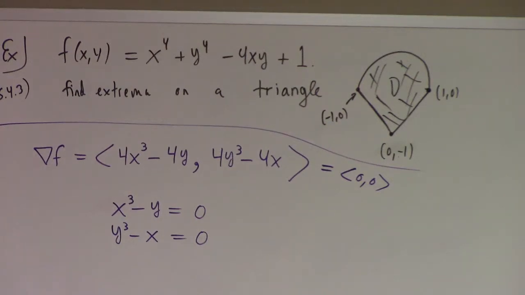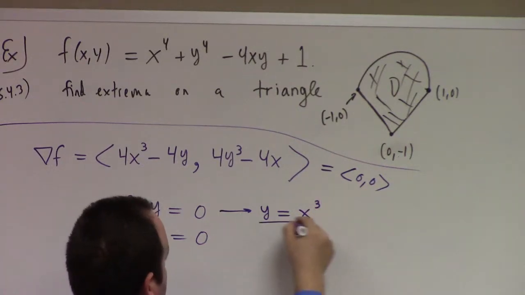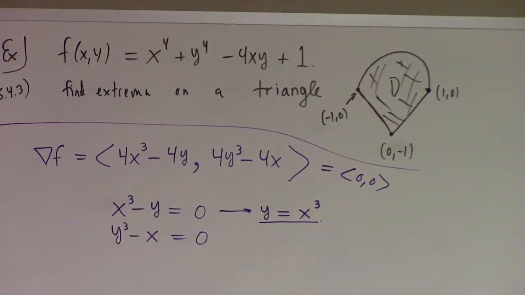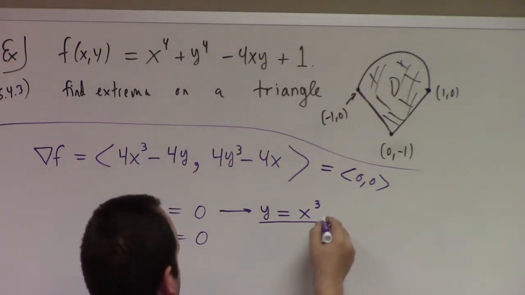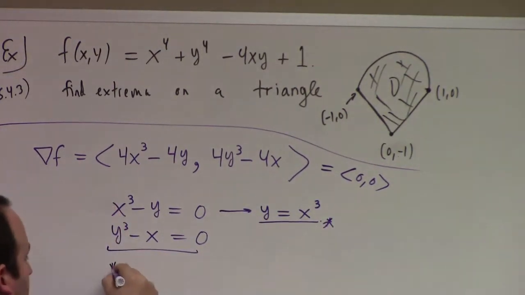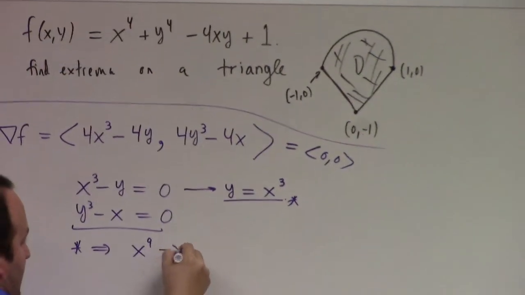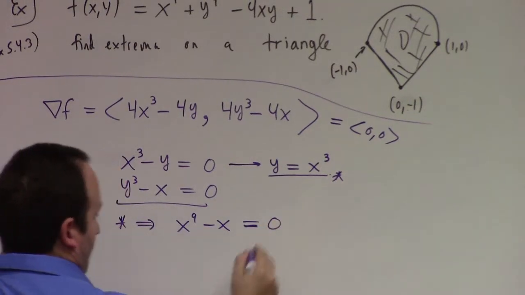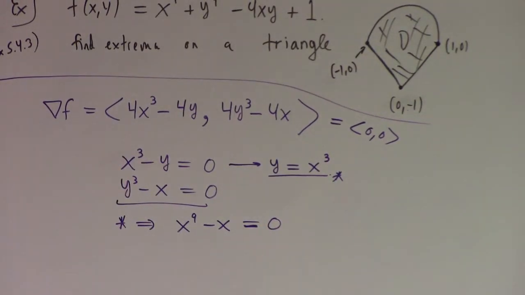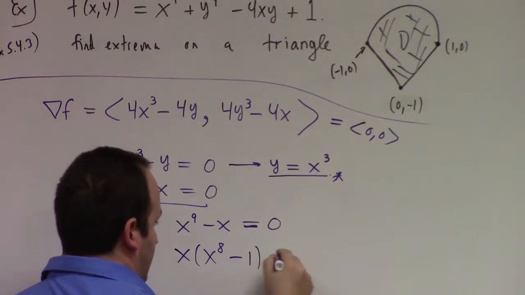So, I guess I'm going to take the first one and solve for y, because that's pretty easy to do, right? Y equals x cubed. And then I can plug that into the second equation. What do I get? So star implies what? X to the ninth minus x is equal to 0, which is actually x times x to the 8th minus 1 is equal to 0.